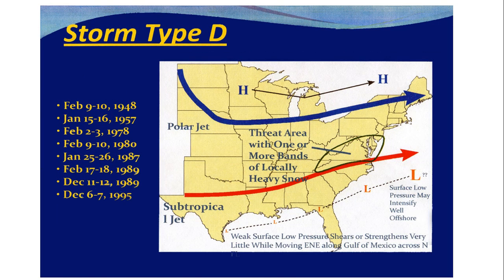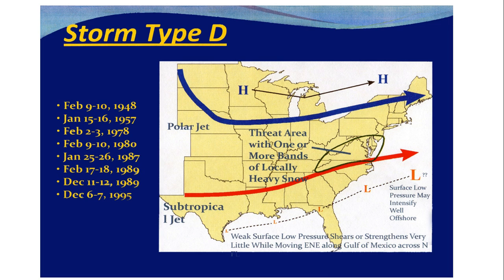With storm type D, we generally have the polar front jet stream, that blue arrow, remaining from eastern Nebraska, Iowa, northern Illinois, stretching across New England. You still have the area of high pressure to the north on the cold side of that polar front jet, so you have the Arctic air remaining to the north of that. Then you get a threat area with one or more bands of locally heavy snow. Basically, the lifting occurs on the nose of the subtropical jet stream.